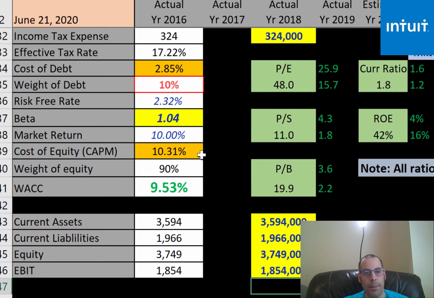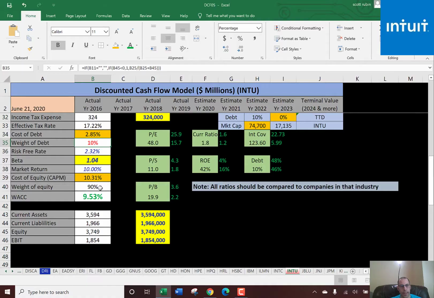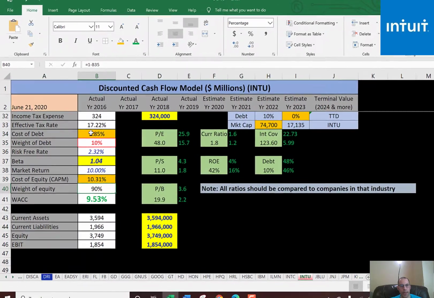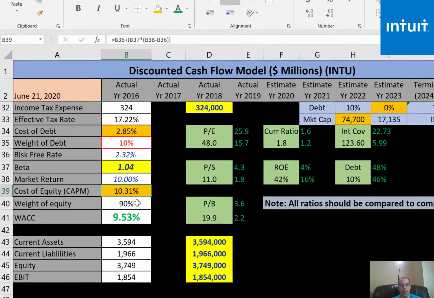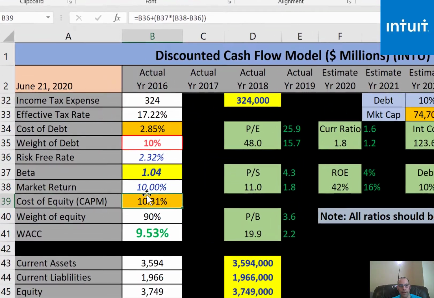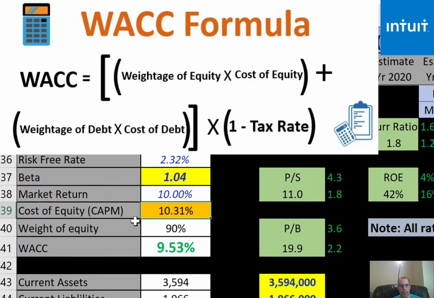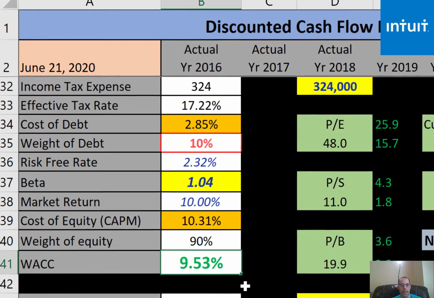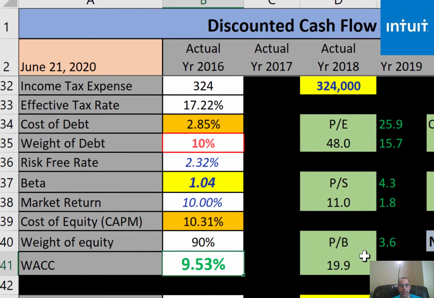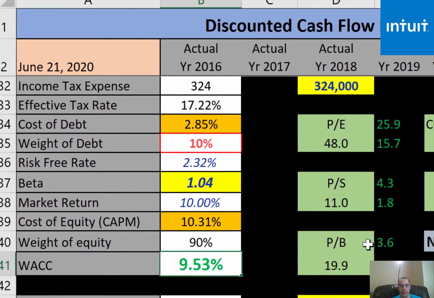So now we know the capital structure. It's 10% debt, 90% equity. The cost of debt is 2.9%. The cost of equity is 10.3%. So to get the weighted average cost of capital, it's a blend of cost of equity, 10.3%, and cost of debt, 2.9%. That comes out to 9.5%. And that's the rate we're going to use to discount the future free cash flows.